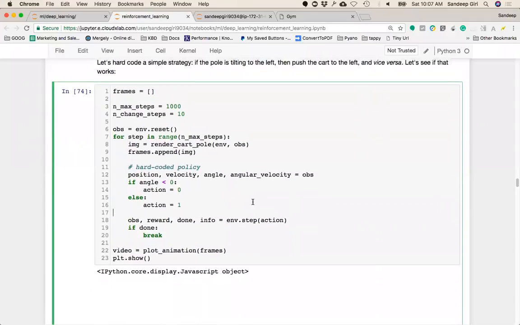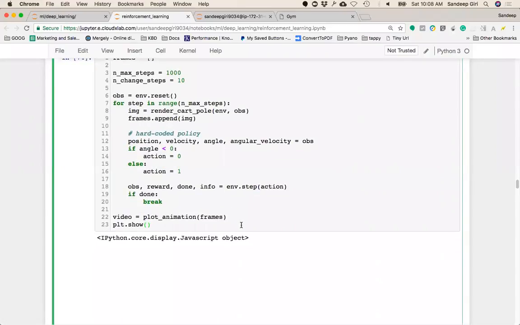So here is a case where we are starting with environment reset, render cart pole, adding the image to the frames, and then taking all the observations, all four of those. So you notice that when we are resetting the environment, we're getting the initial state. And then when we take a step, then again we get the steps and we instantaneously get the state. So here is the simple policy whereby if the angle is less than 0, take left action. 0 means left. Otherwise, take the action as 1.